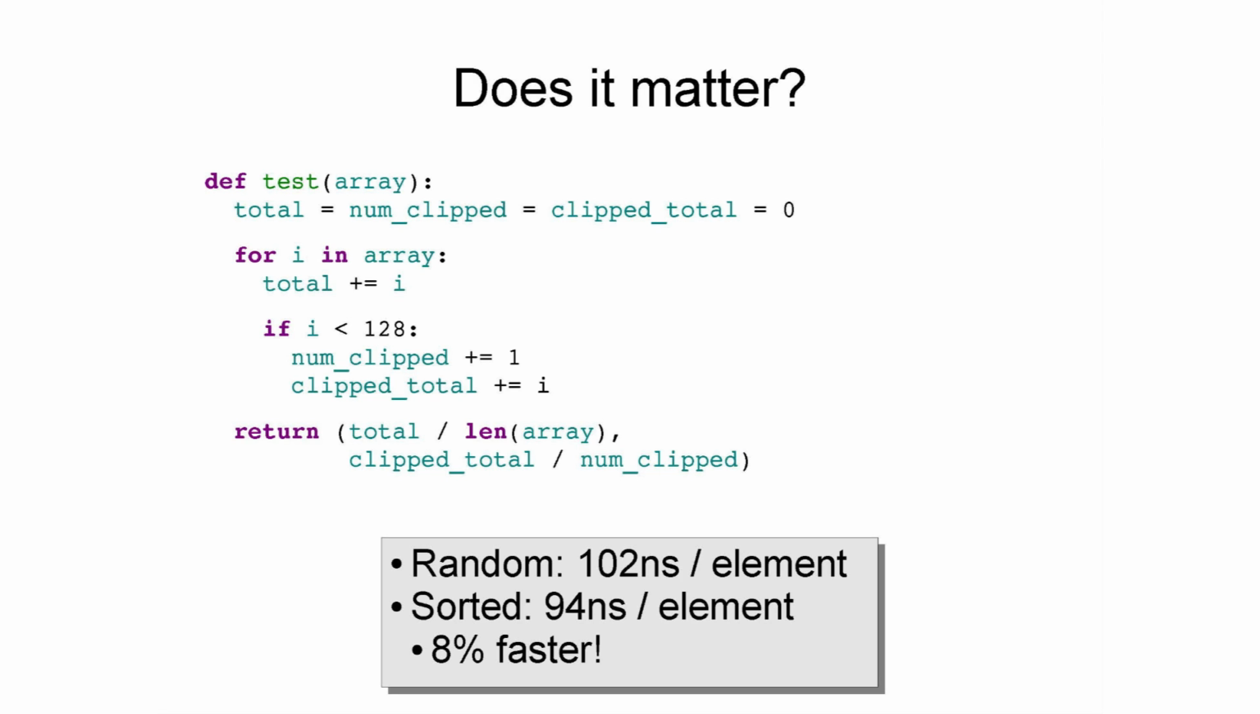It's also going to count the number of elements that were below some threshold, 128 in this case, and sum up those. And then at the end, we return the average of the entire array and the average of the ones that were below 128. If you feed in a big array of values, each between 0 and 256, this is what happens. If that set of values is completely random between 0 and 256, it takes 102 nanoseconds per element. But if you sort that same input set before you pass it into the algorithm, it only takes 94 nanoseconds an element.